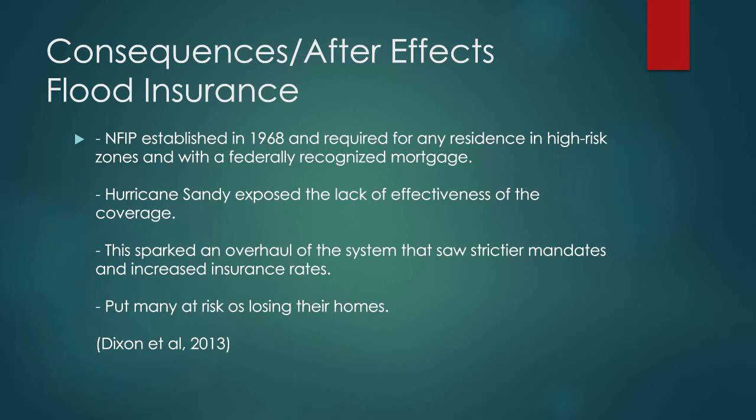The system saw stricter mandates put in place, so more residences had to apply for the program, and also saw an increase in insurance rates because of the various risks that came with being located in a flood zone. And so this put many working class families at risk of losing their homes simply because they just could not afford the increased insurance rates. And this basically exposed how we valued homes and their insurance over helping these people respond and recover from this terrible event.